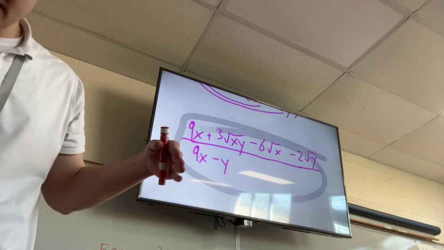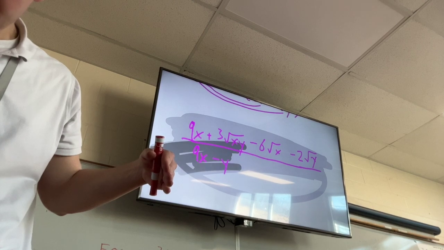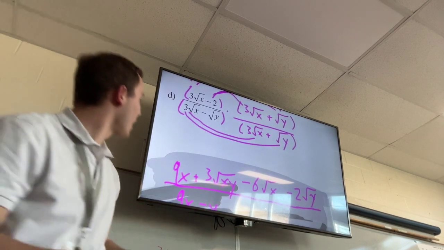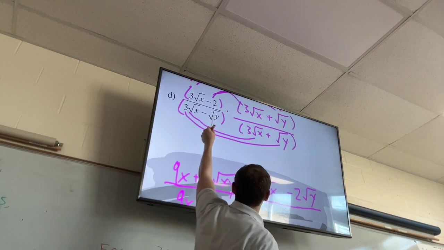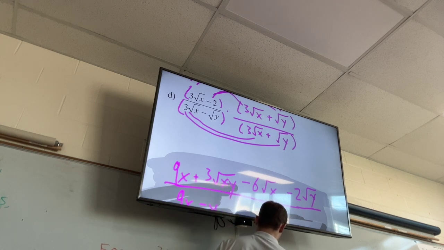All right, good work today, guys. Where'd you get the negative y from? On the bottom, I did first, last. Minus root y times plus root y is going to be minus root y squared, minus y.